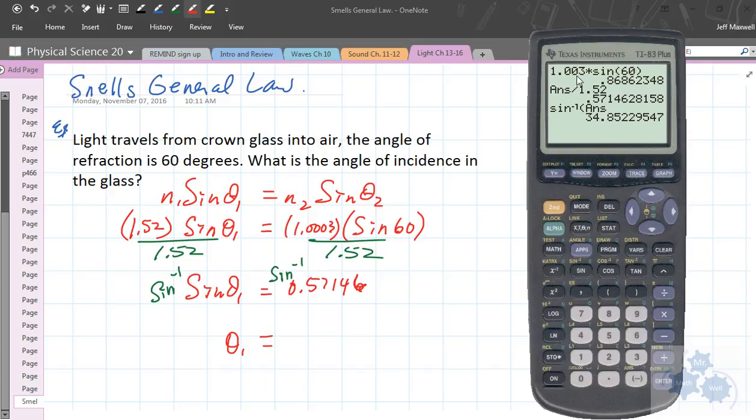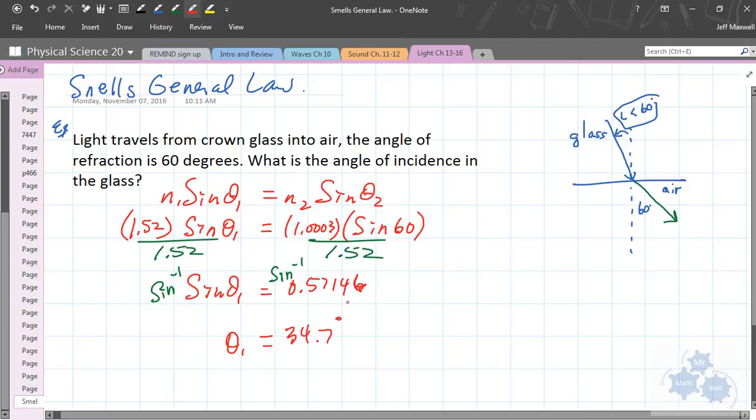Alright, yes, this should be 1.0003. Thanks for noting that. So let's do this again real quick. 1.0003, didn't hit my final 0 there, times sine of 60. It's going to give us a slightly different answer down here. Might not make a difference, but we'll see. Divided by 1.52 is that number there. Yeah, so we got a little bit of a difference there. And then second function sine of the answer. There we go. So 34.74.